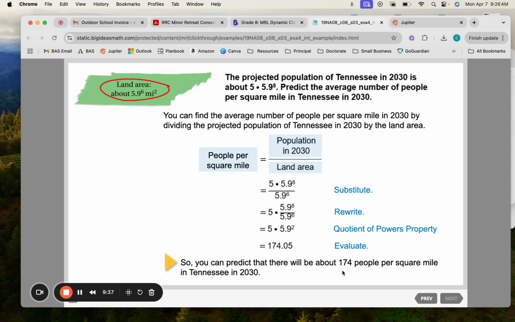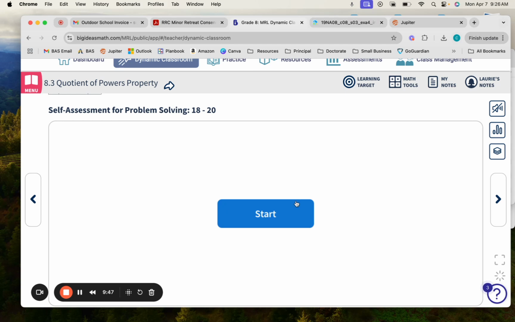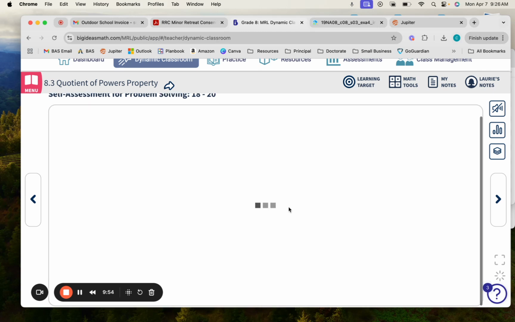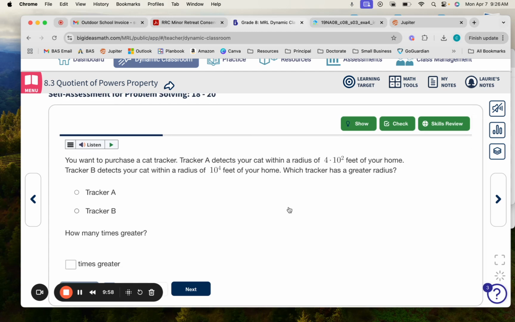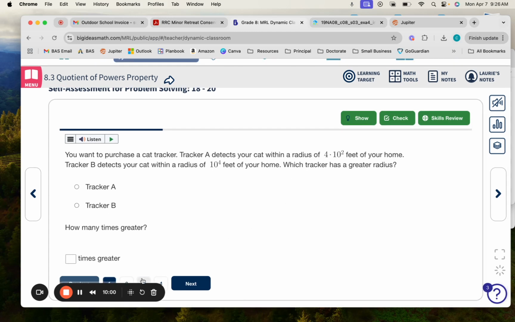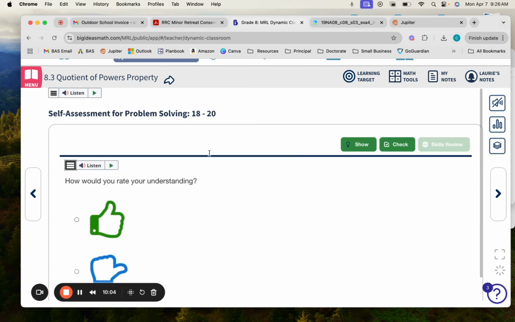Jeez. All right. So about 174 people per square mile in Tennessee. Or technically, wouldn't it be 175 because then I have like a 5 to round up? It's 0.05. That would round down. That's 1/20th of a person. Correct. All right. So you have 2 more self-assessments to do, and then you're done. Well, 3. I guess 3. And then you're done.